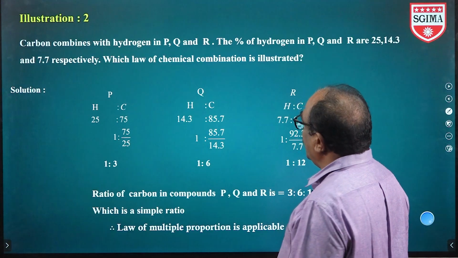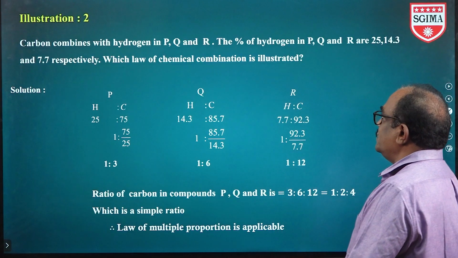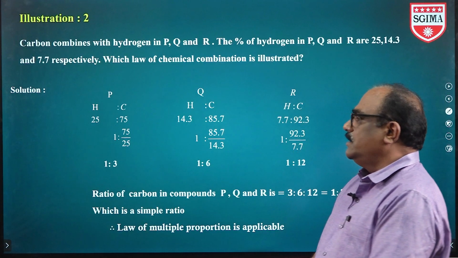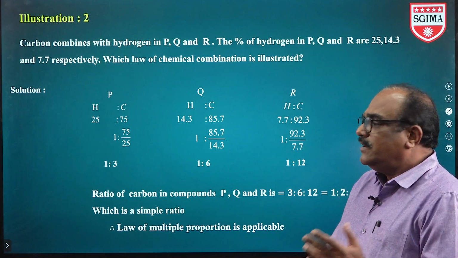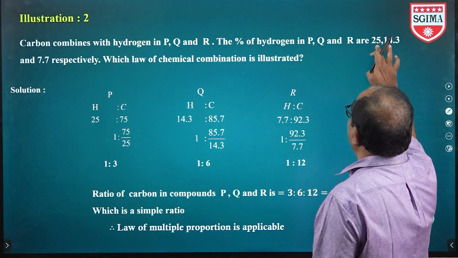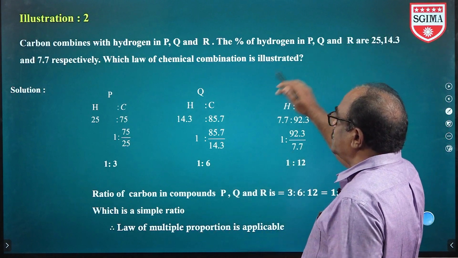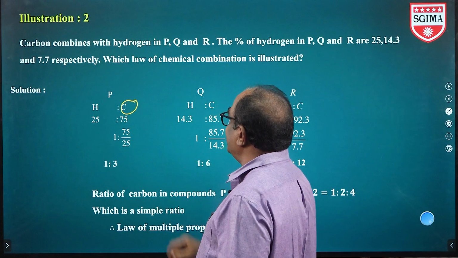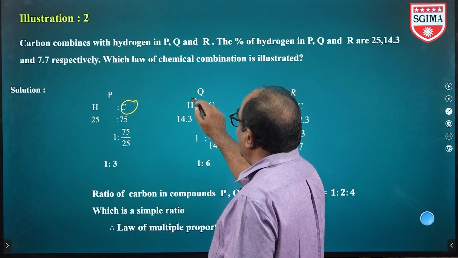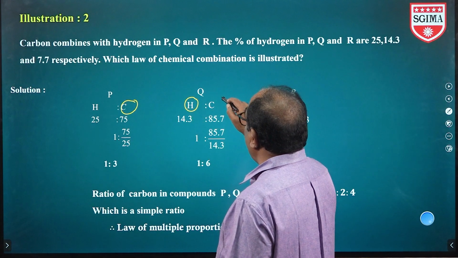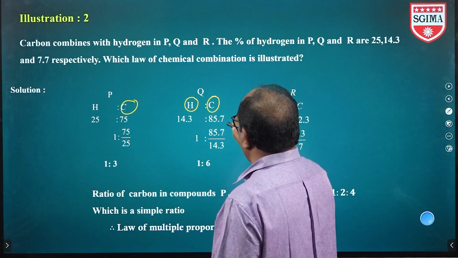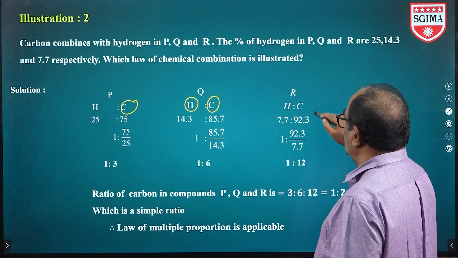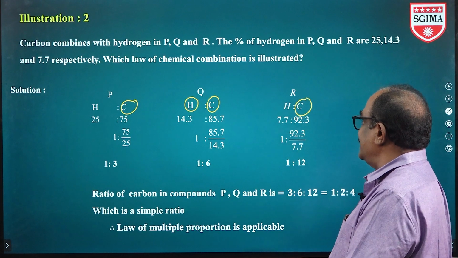You are asked to show which law is obeyed by this. For the solution, as percentages are given, whenever percentages are given, the weight percent of one element is subtracted from 100 so that I can get the weight percent of the other. Hydrogen is given 25, so carbon I calculated 75. In the second compound, hydrogen percentage is given as 14.3, so for carbon it will be 85.7. In the third one, it is 7.7%, so 92.3 will be the mass percentage of carbon.